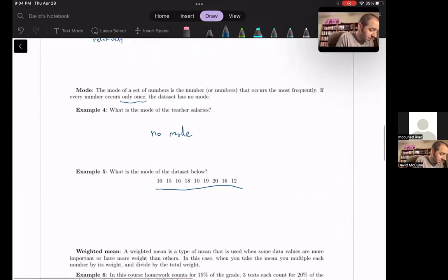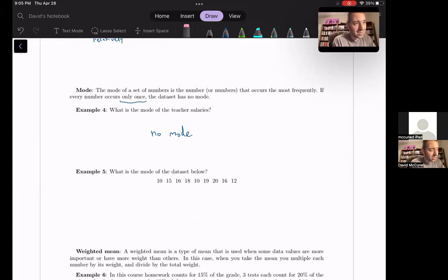With a data set like this, though, 10 is repeated, 16 is repeated, nothing else is repeated. So this data set has 2 modes, 10 and 16. If there were another 16 at the tail end, the mode would be 16 because now that occurs the most and it's not tied with anything else. Okay, so that's the idea of a mode.